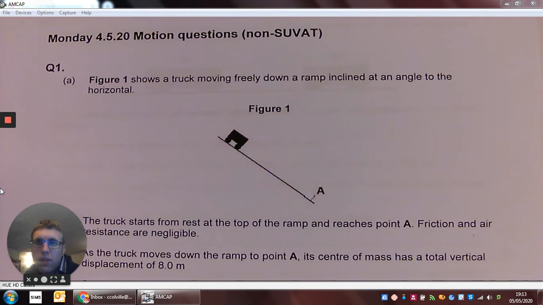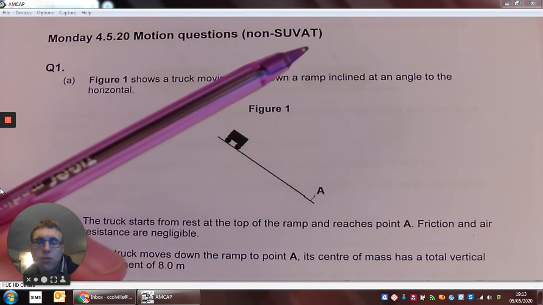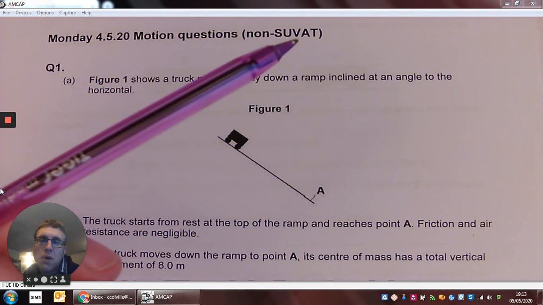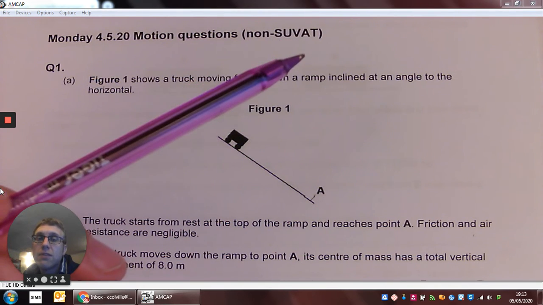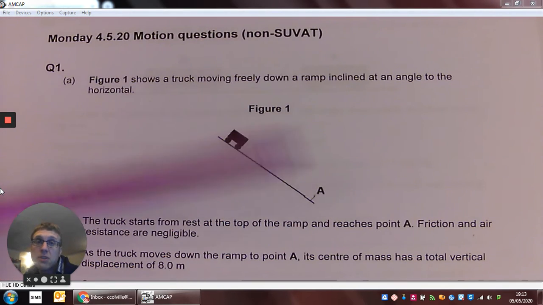So we're having a look at these motion questions that are kind of non-SUVAT based, and the way you make that decision is we're allowed to use the SUVAT equations when the acceleration is constant. So there are two things we think about. One, if we've got any kind of force involved, then the acceleration isn't going to be constant, or a changing force. The other thing is when there's just not enough information.